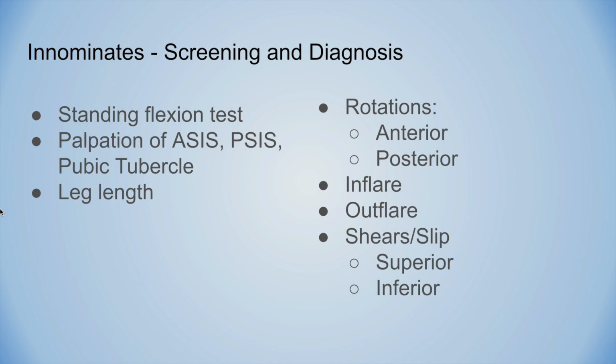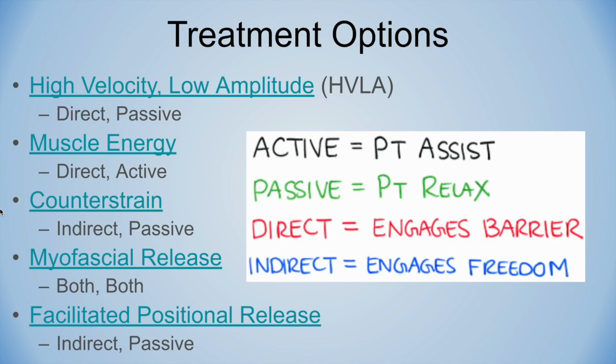And then feeling for the ASIS, the PSIS, and the pubic tubercle to again see which side is higher or lower, right compared to left, or are they rotated in closer to the umbilicus or out and away from the umbilicus, looking at leg length discrepancy. And all of these measurements will help clue us into whether we think one of the innominates is rotated anterior or posterior, if it's rotated inward, which we call an inflare, or rotated outward, which we call an outflare, and then shears or slips when the left or the right side is slipped up or down compared to the other side. And then after we make these diagnoses, we think about treating them.